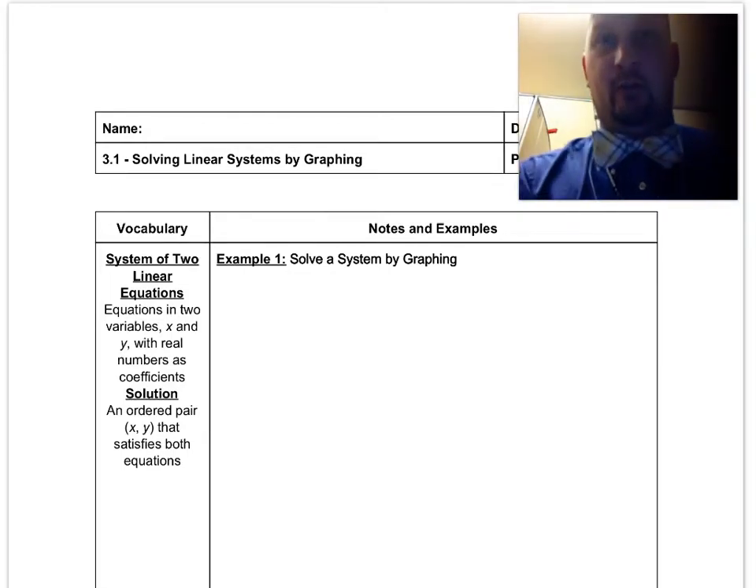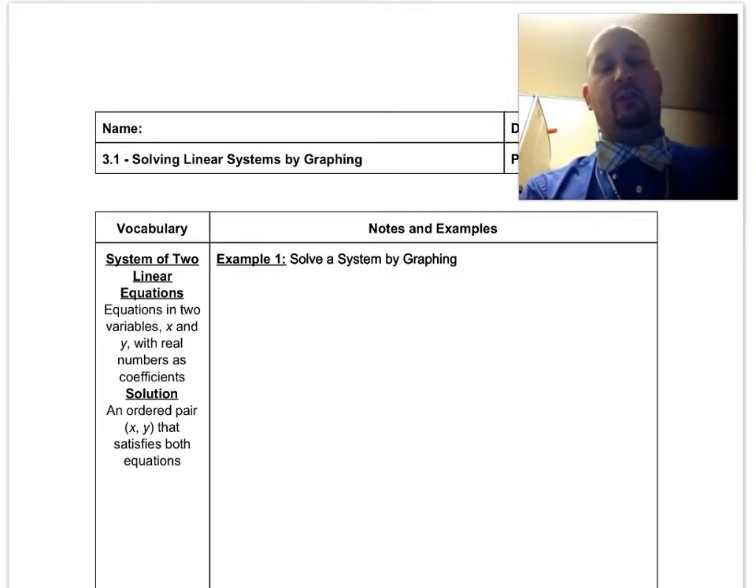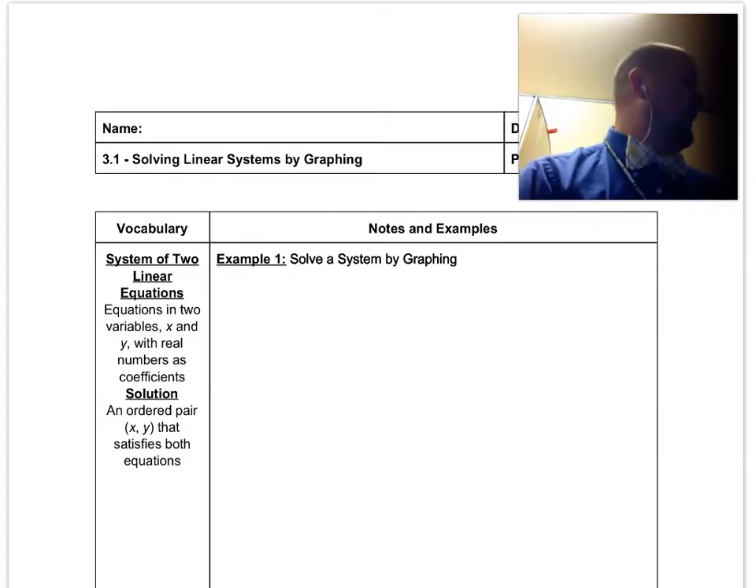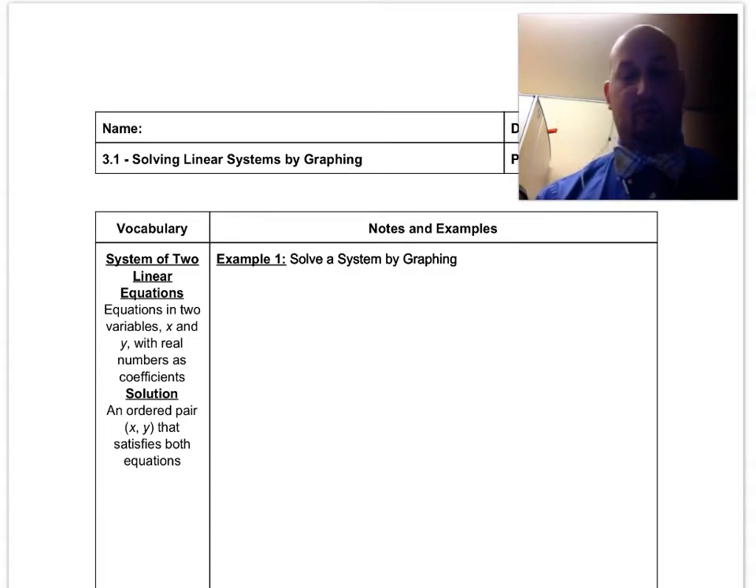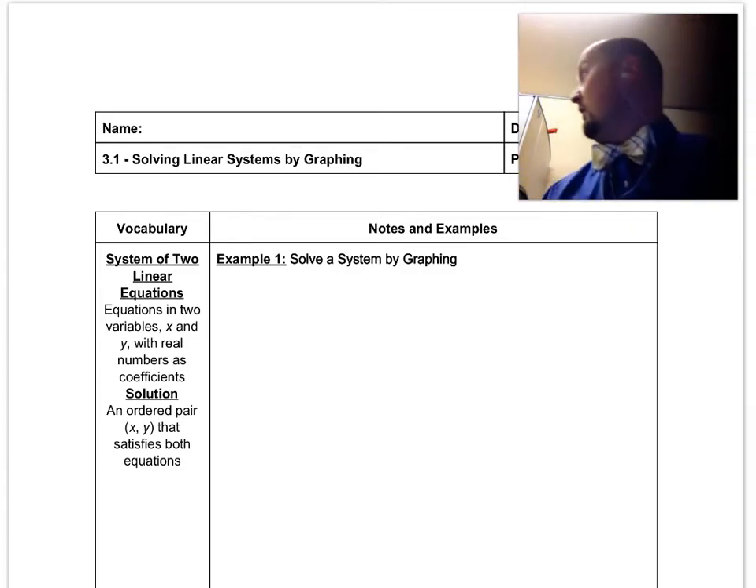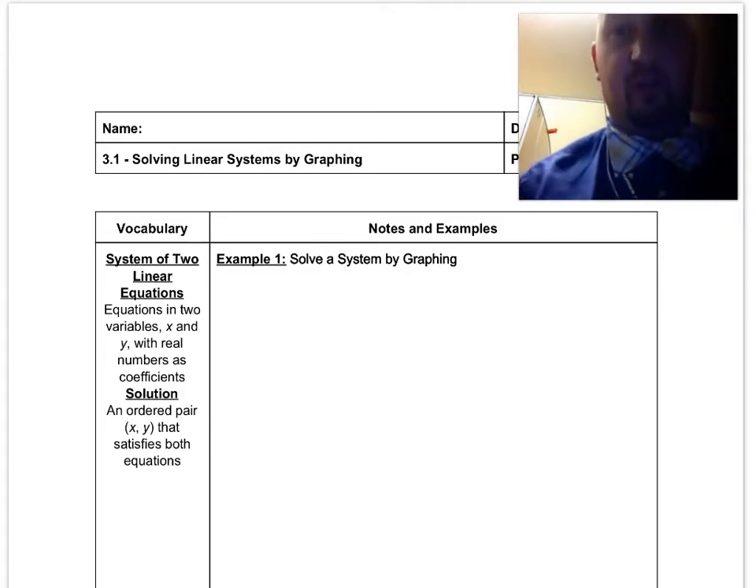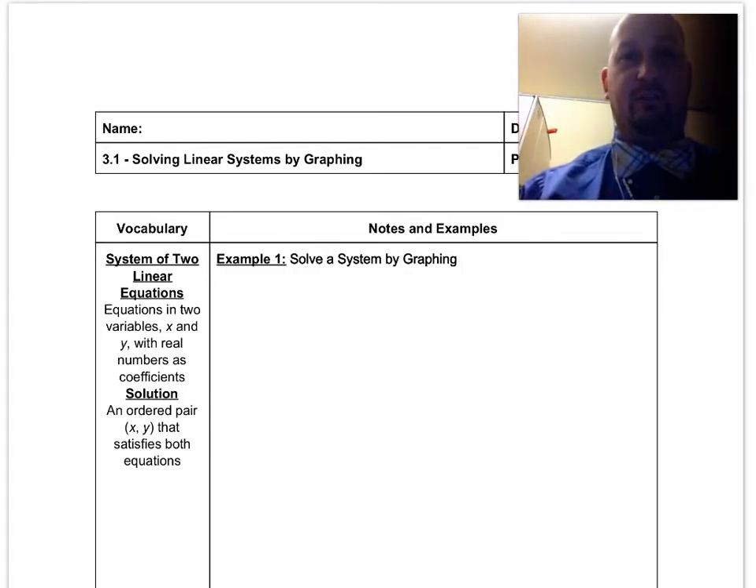Hello, juniors. That's right, it's me, Mr. Brooks, and we are getting ready to start Chapter 3. This is the first section in Chapter 3. Coming to you from within the bowels of CHS. You hear all kinds of things running behind me and whatnot. Well, that's okay. Don't be scared. But we'll get you through this lesson.